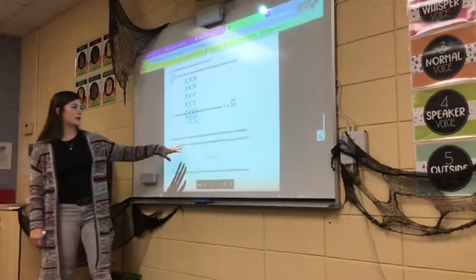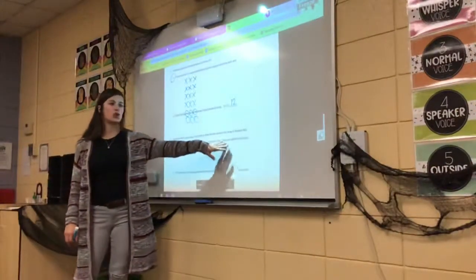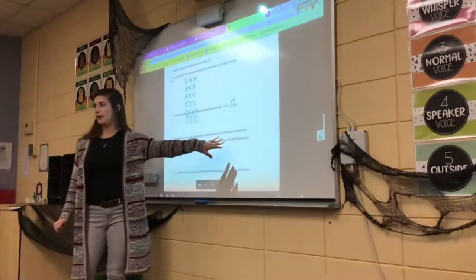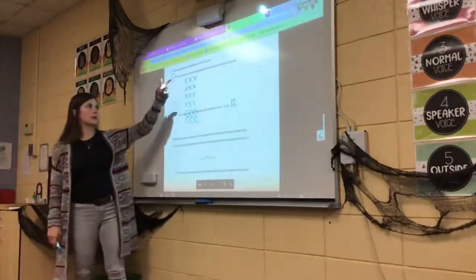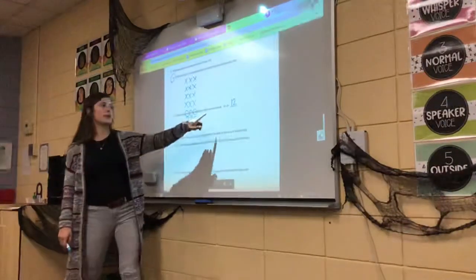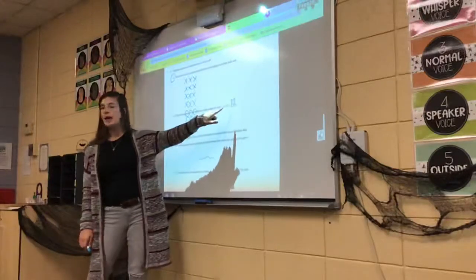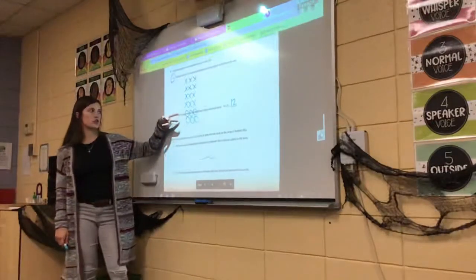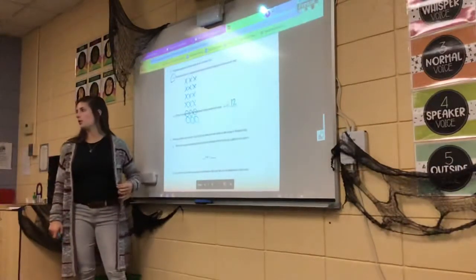Write and solve a multiplication equation to represent the circles you added in the array. Okay? So we made a multiplication sentence for the X's. It's right here. 4 times 3 equals 12. And now we want a multiplication sentence for the circles. What could we write?